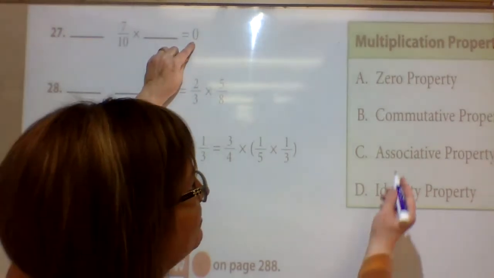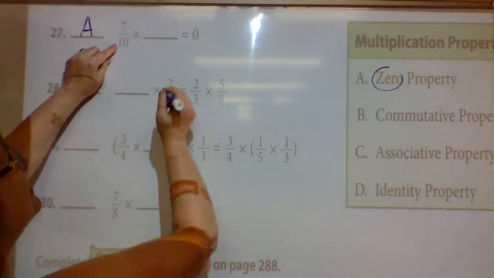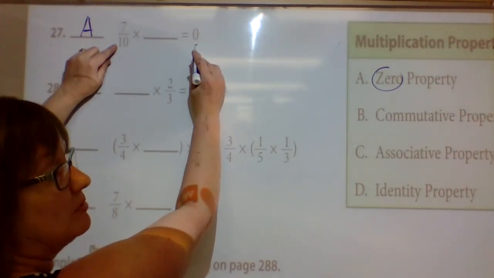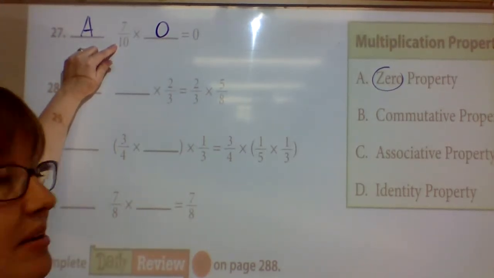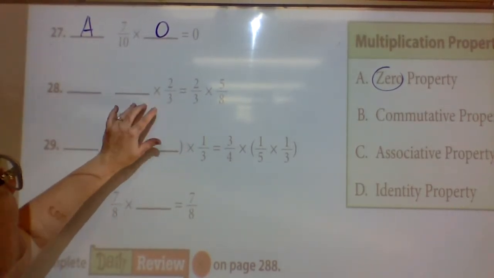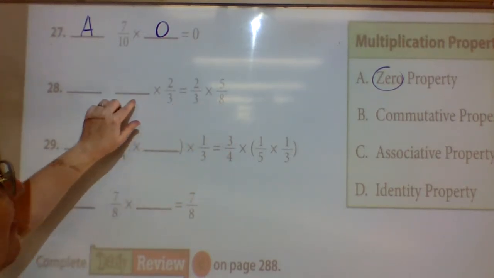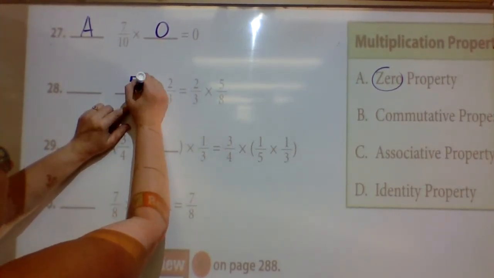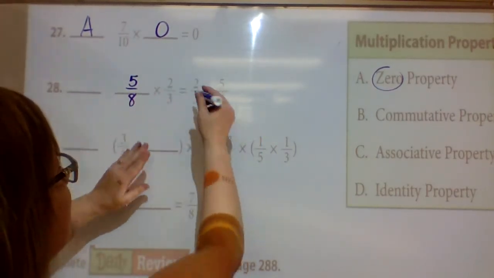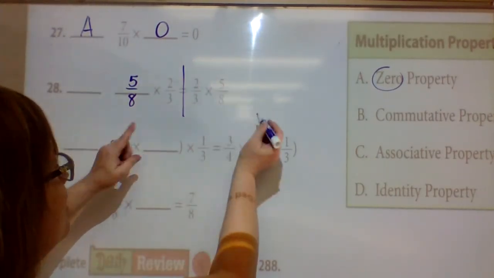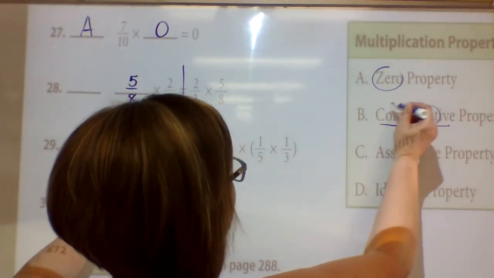Okay, so since this is 0, it's going to be the 0 property. A, and 7/10 times what would be 0? Can you see that? Yes, 7/10 times 0 is 0, right? Okay, this times 2/3 is the same as 2/3 times 5/8, right? 5/8 times 2/3 is the same as 2/3 times 5/8. That's like looking in a mirror. They're looking at each other in a mirror. And so that's commutative.